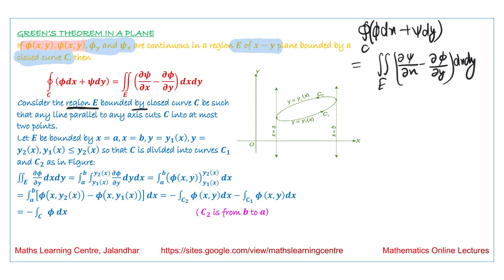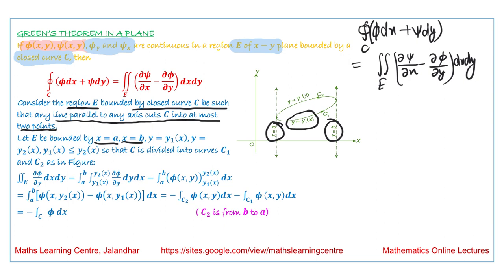It is bounded by a closed curve C such that any line parallel to any axis cuts C at most in 2 points. So we are saying that E is bounded by x equal to a, as shown in the figure, and x equal to b. Then we have these two curves, y equal to y1, which we call the curve C1, and y equal to y2, the curve C2. This is one case we are considering.